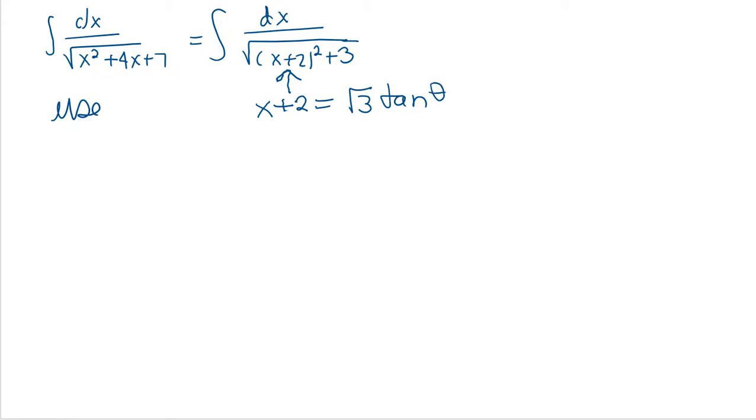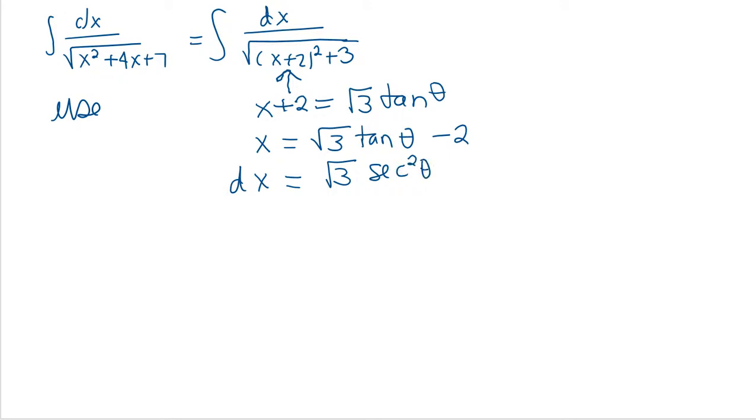We really want to get the x by itself, so we'll write this as x equals the square root of 3 tan theta minus 2. And you can get the derivative. The left-hand side is dx, and the right-hand side will be square root of 3. Tan's derivative is secant squared, so we've got secant squared theta, and the derivative of negative 2 is just 0. So the expression looks like this. Now let's make the substitutions.